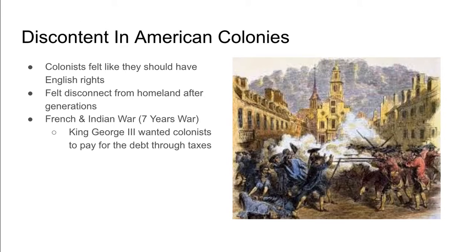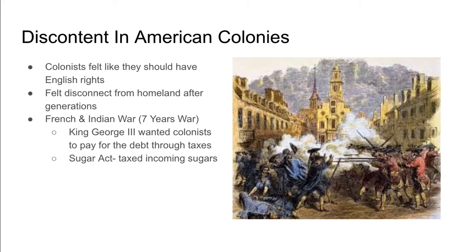And so King George III, who was the king during the mid to late 1700s, he wanted the colonists to pay for the debt through taxes. In his mind, he thought, hey, I just fought this war for you. I protected you. You should be thankful that I did this for you. Well, on the other side, the colonists kept thinking, we didn't ask for this, so why should we have to pay for wars that you started?